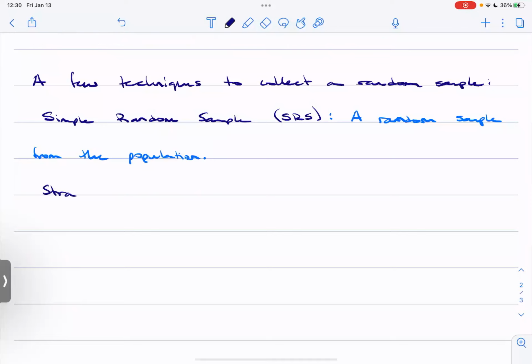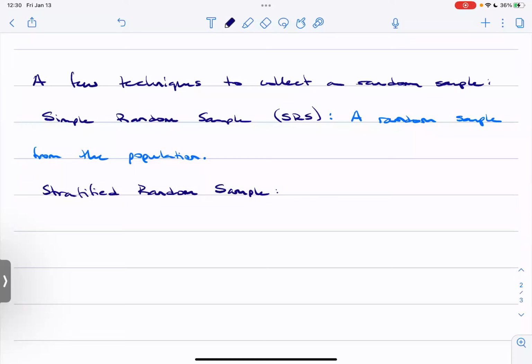You can also do a stratified random sample. I usually joke that it's abbreviated SRS. It's not. It's just a stratified random sample. That'd be confusing, right? So a stratified random sample is a little bit more sophisticated. We split our population into strata, which means that they are in like groups, homogeneous groups. And then we randomly sample within each of the groups. That would ensure that you have representation from each of these strata.